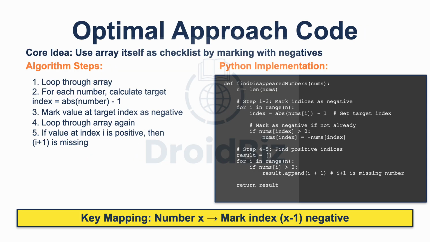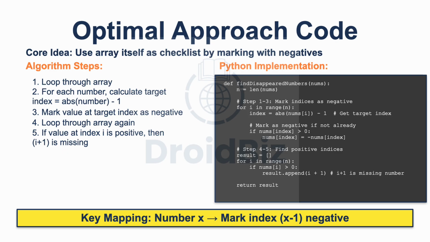Now, let's look at the Python code for the optimal approach. The core idea is to use the array itself as a checklist by marking with negatives. Here are the algorithm steps. Step 1. Loop through the array. Step 2. For each number, calculate the target index equals absolute value of number minus 1. Step 3. Mark the value at the target index as negative. Step 4. Loop through the array again. Step 5. If the value at index I is positive, then I plus 1 is a missing number.